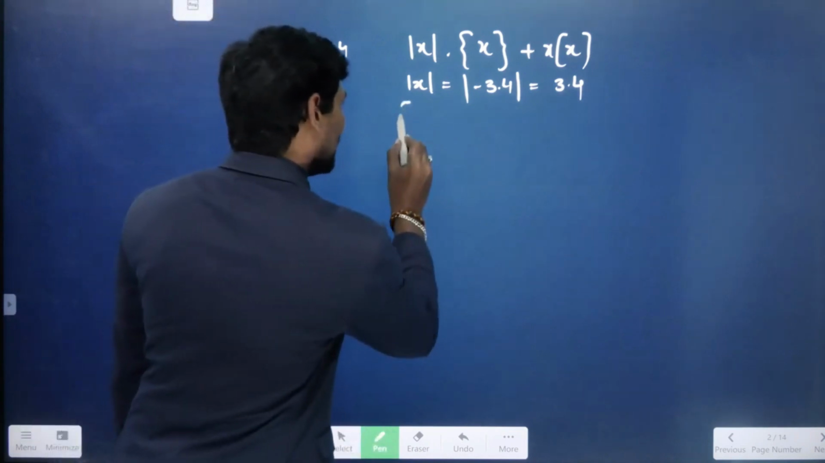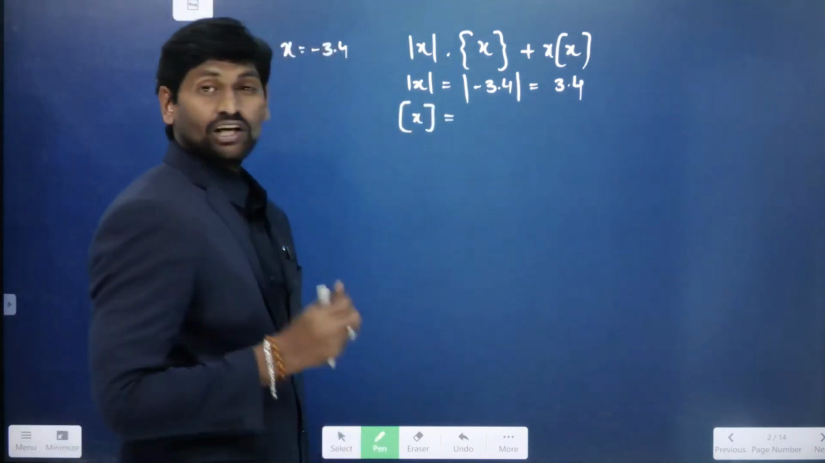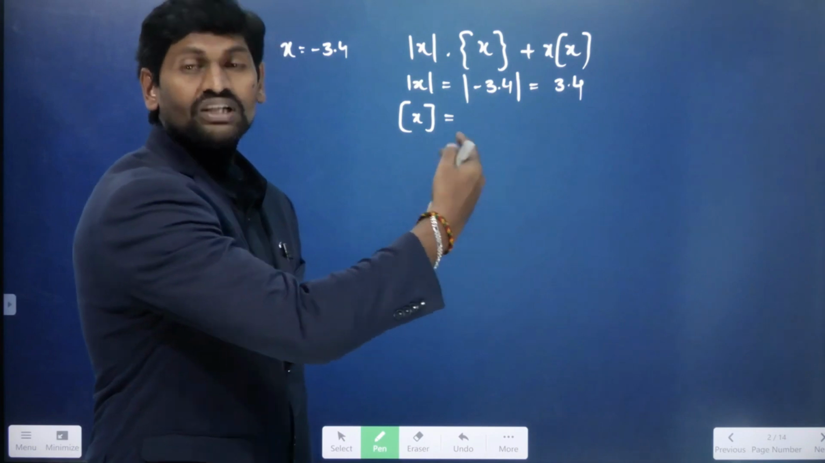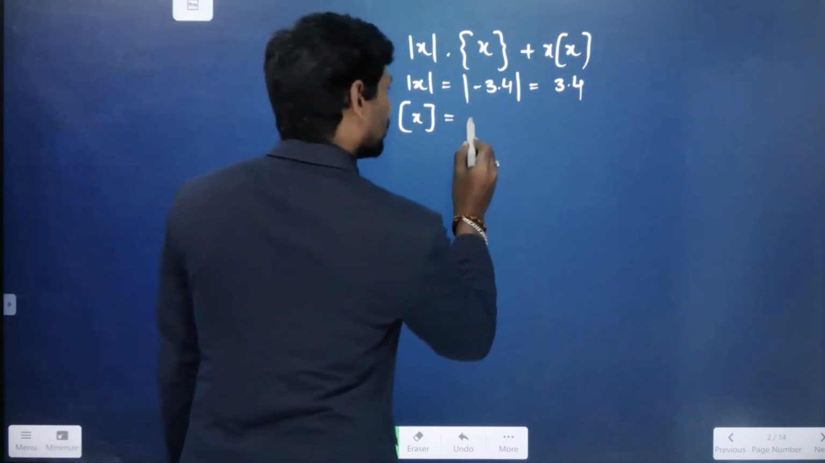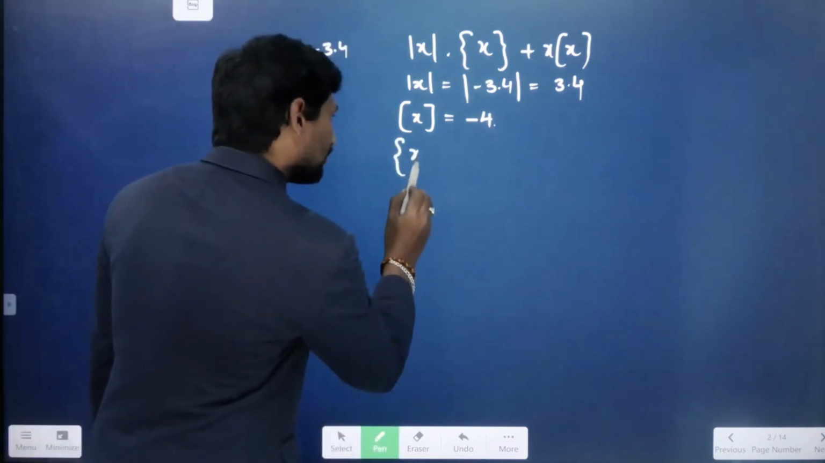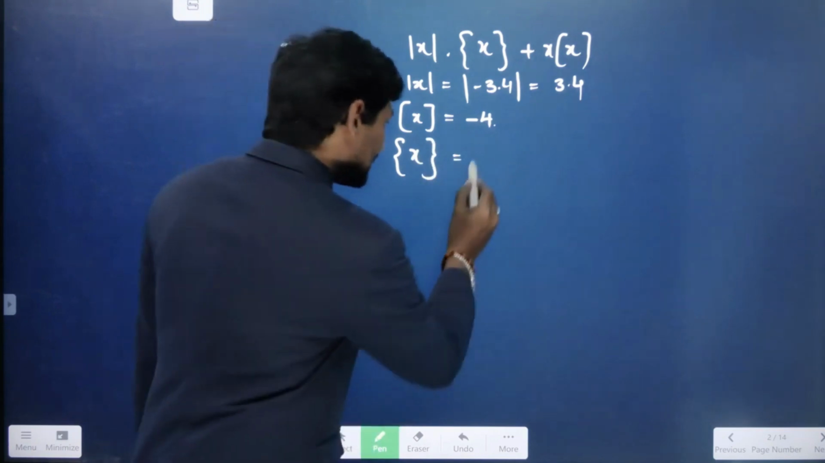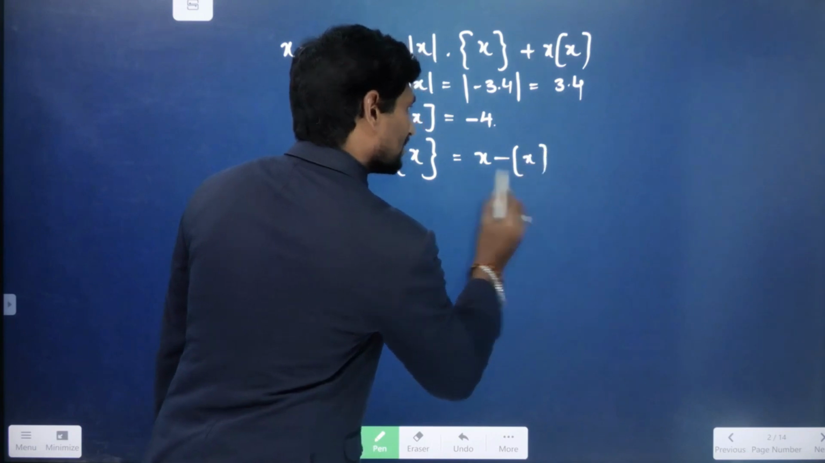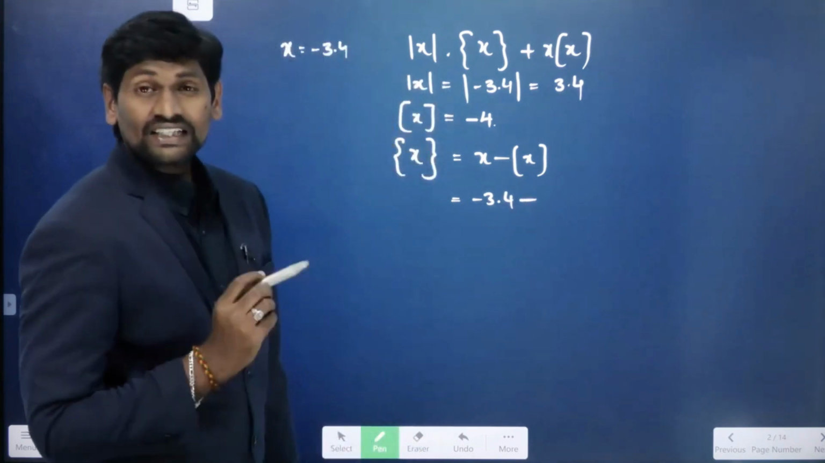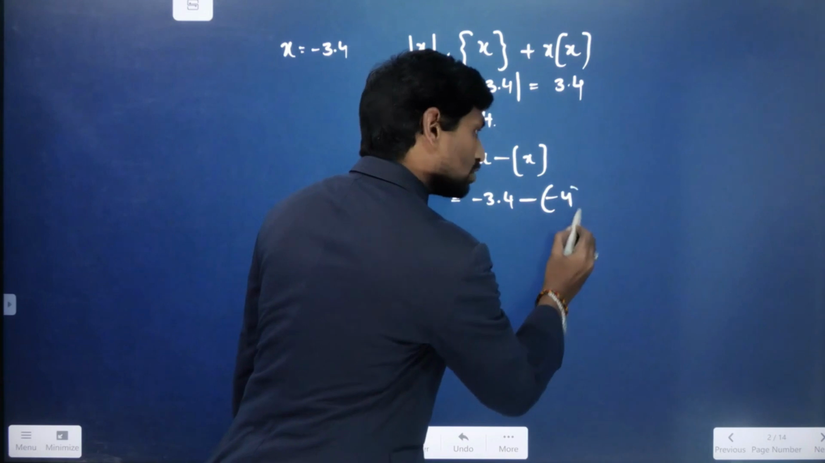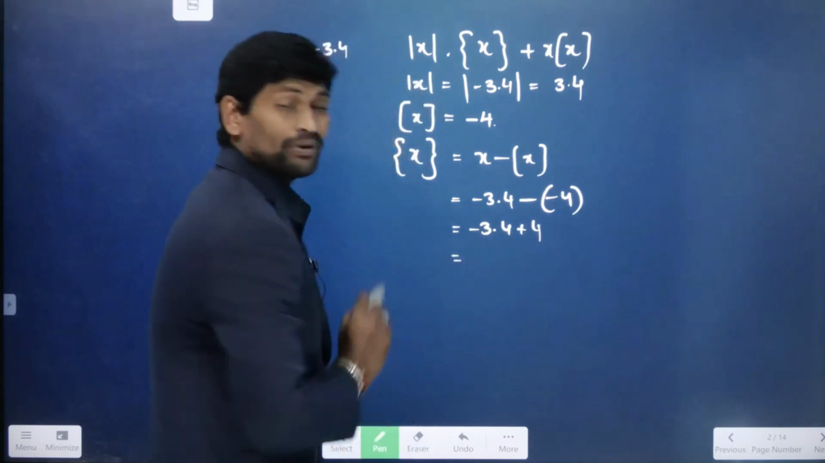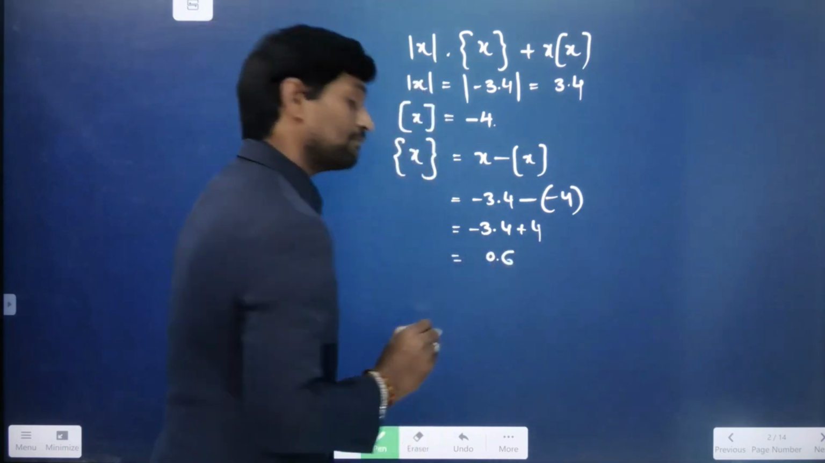Now the greatest integer of x always chooses the smaller number. Here minus 3.4 lies between minus 3 and minus 4. Among them the smaller number is minus 4. So the greatest integer function is minus 4. Next, the fractional part of x is nothing but x minus the greatest integer of x. So x is minus 3.4, minus the greatest integer of x, which is minus 4. Minus and minus become plus, so it is minus 3.4 plus 4. That means 4 minus 3.4 is nothing but 0.6.